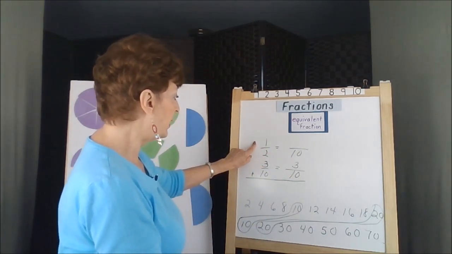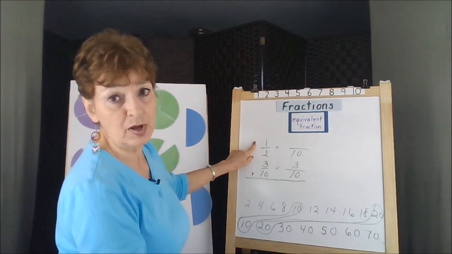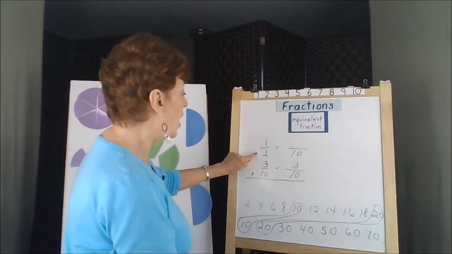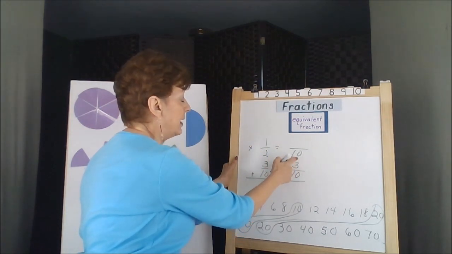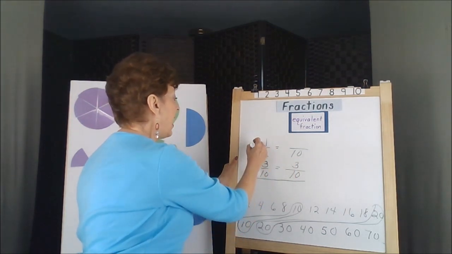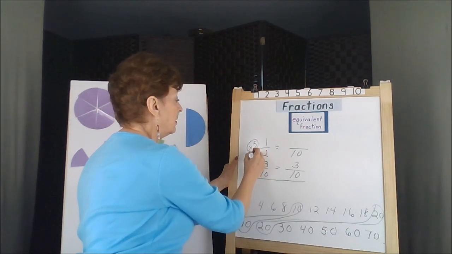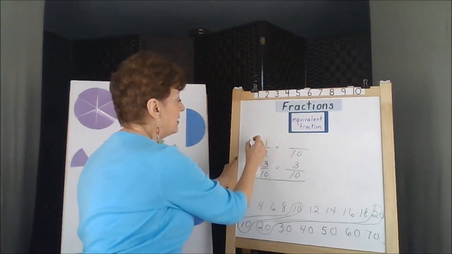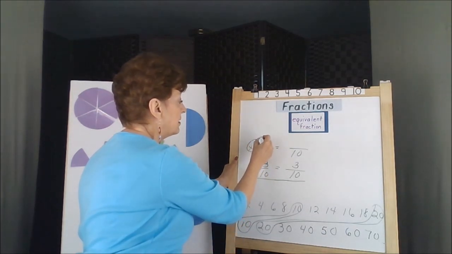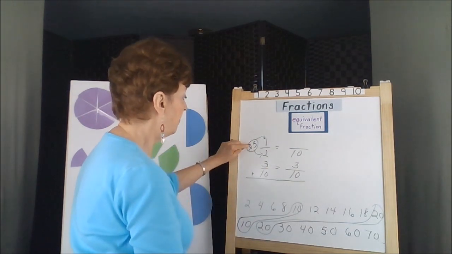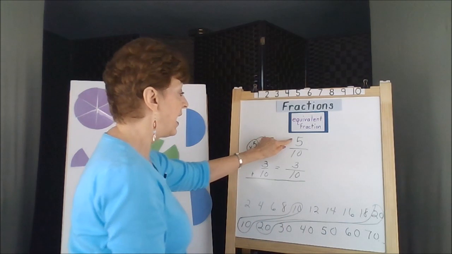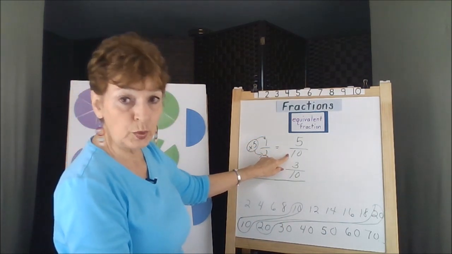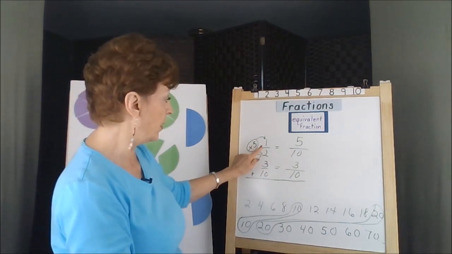But the top number we're going to have to do a multiplication problem for. What did you have to multiply 2 by in order to get a 10? Well, 2 times 5 is 10. So that means you're going to have to use 5 again to multiply the numerator. 5 times 1 is 5. And 5/10 is an equivalent fraction for 1/2.